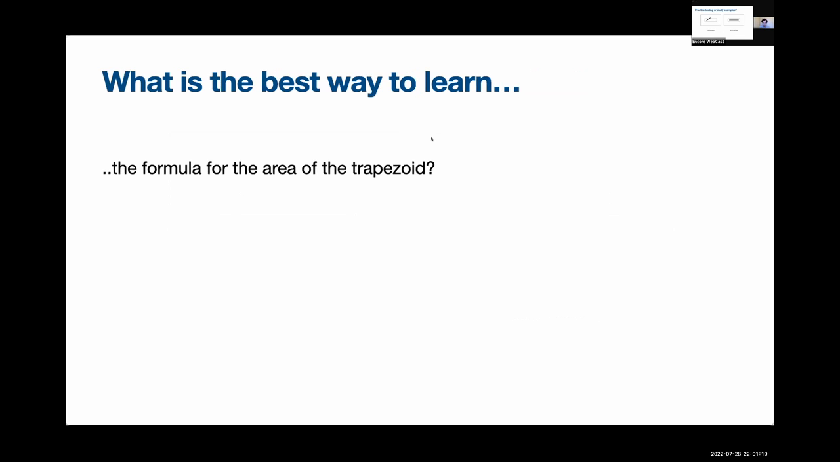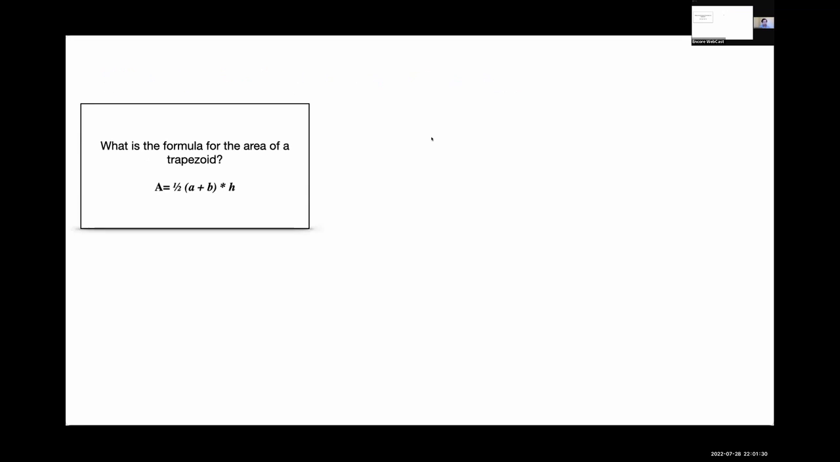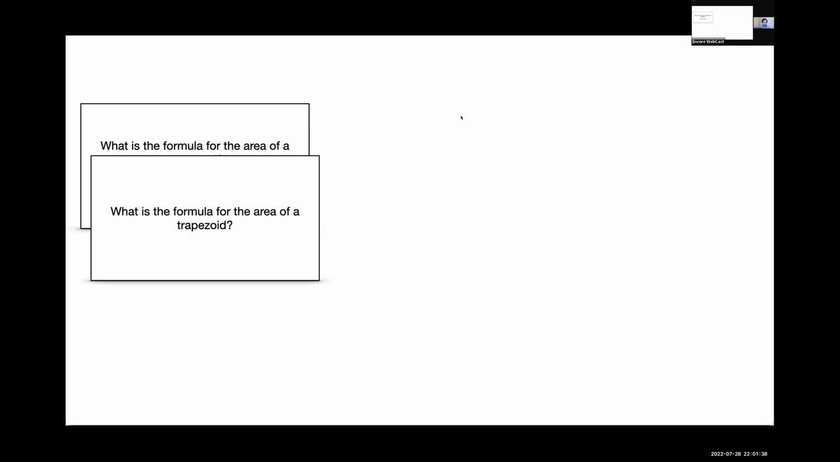With that in mind, of these two approaches, what is the best way to learn, say, the formula for the area of a trapezoid? Well, one could learn it by practice testing, starting with a study session, and then repeatedly practicing retrieving the response. Just a question, now the formula is not there, you retrieve it and do this a few times.